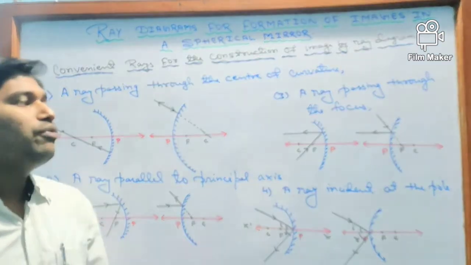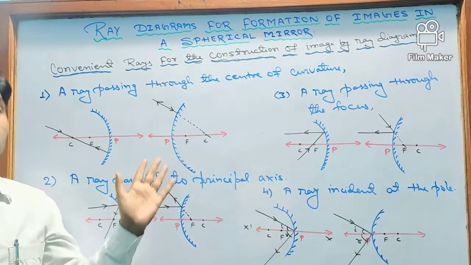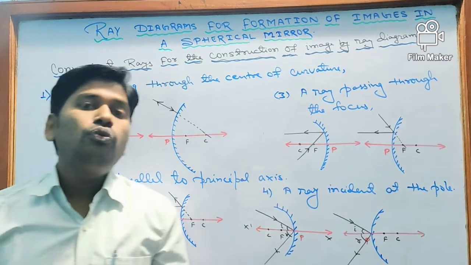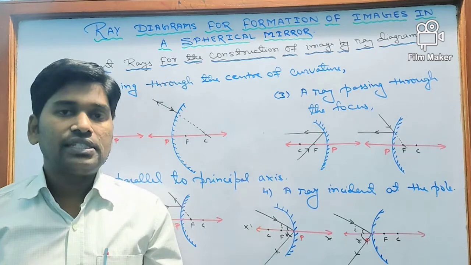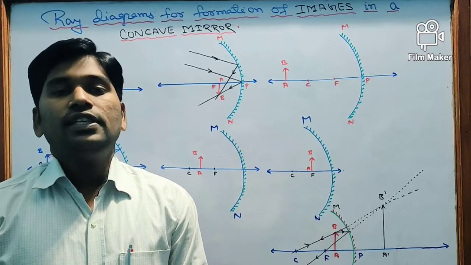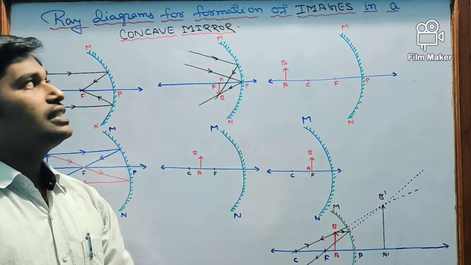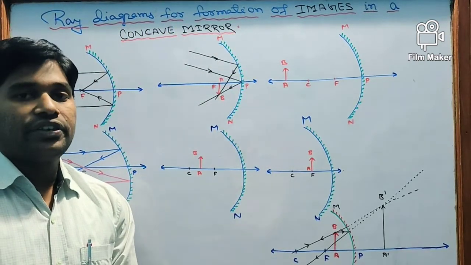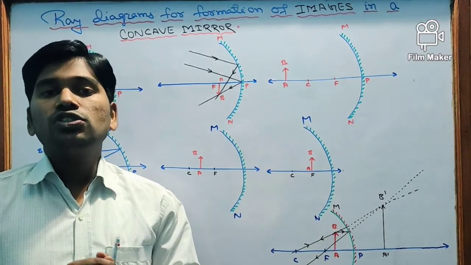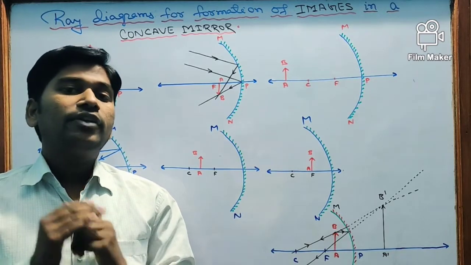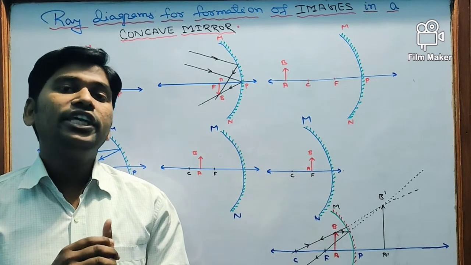The principal axis is the normal, so this is the angle of incidence and this is the angle of reflection. So these are the four convenient rays, of which we can use any two to form the image in spherical mirrors. Now let us see the ray diagrams for formation of images in a concave mirror. In this we will see different positions of object, positions of image, nature and size of the images.